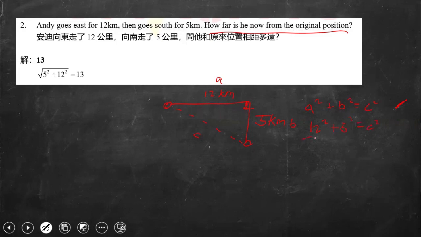Okay, you have 12 and 5. If you think about it, these two numbers are part of what's called a Pythagorean triple. Solving for it, 144 plus 25, so c squared is equal to 169. So what number when you square it will result in 169? We'll just square root both sides.